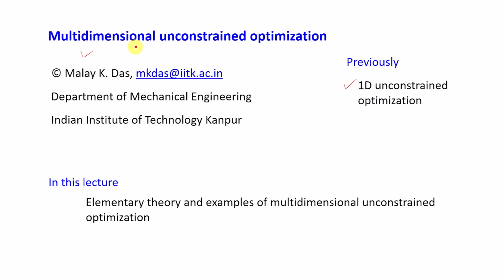In this lecture, we'll look at the elementary theory as well as a couple of examples of multidimensional unconstrained optimization. And in subsequent lectures, we'll talk about the numerical techniques to solve such problems.